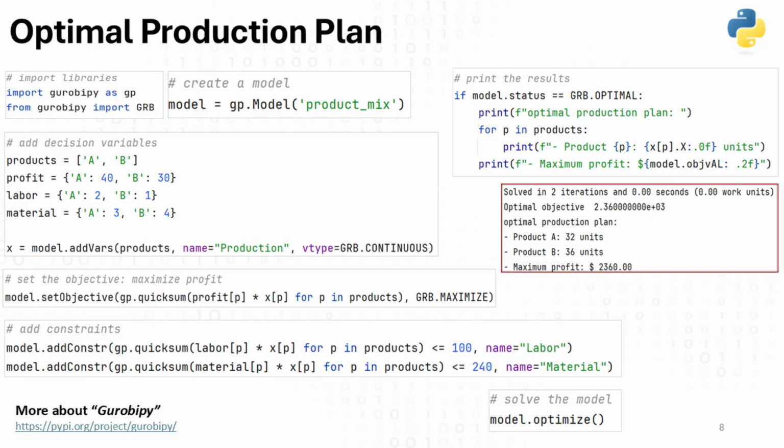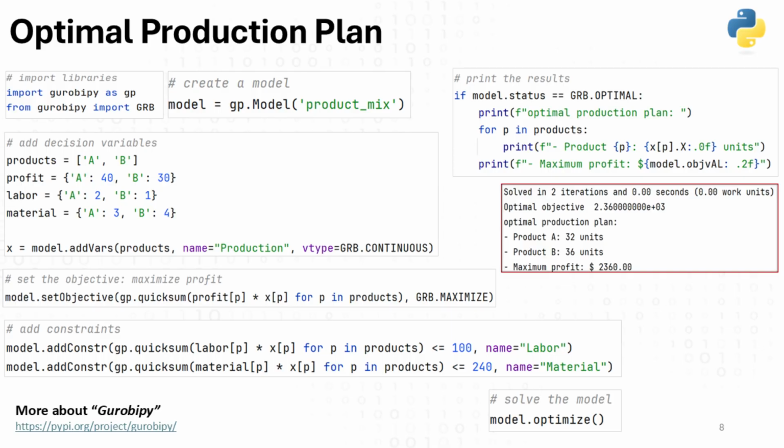Let us look at how we actually write this out in a Python script. We begin by importing the Gurobi library and creating a new model object, which we call product mix. We then define our data, such as the €40 profit for product A and the €30 profit for product B. The script then adds the decision variables and the two main rules of our factory, the labor limit and the material limit. Once we tell the model to optimize, Gurobi performs the calculations.